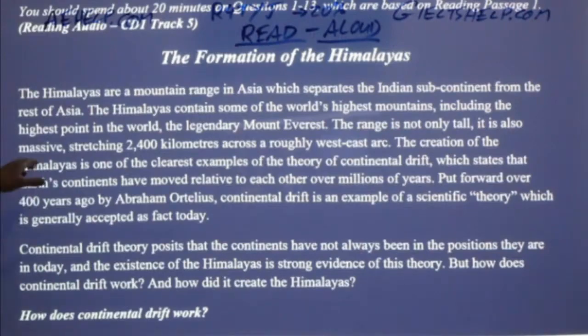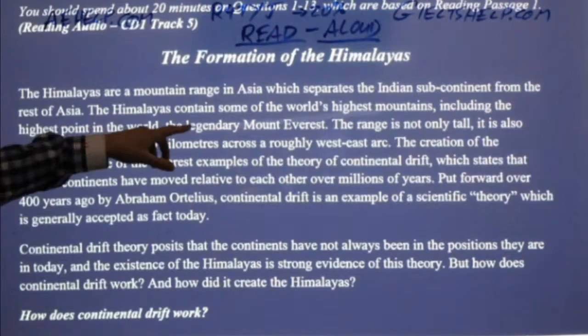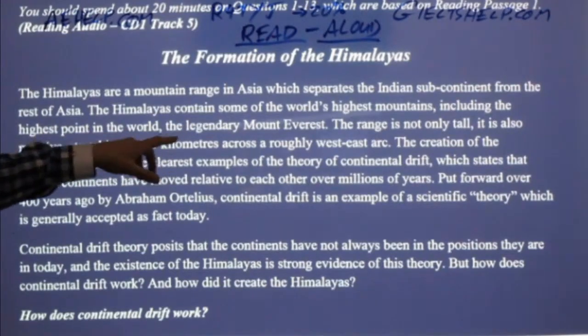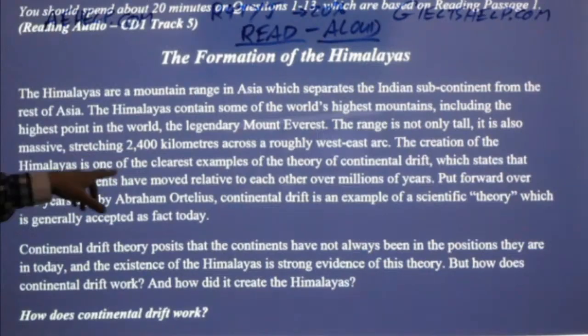So here we go. The Himalayas are mountain range in Asia, which separates Indian subcontinent from the rest of Asia. The Himalayas contain the rest of high mountain, including the highest point in the world, the legendary Mount Everest. The range is not only tall, but also massive, stretching 2,400 kilometers across the west arch. The creation of the Himalayas is one of the clearest examples of the theory of continental drift, which is the continents move relative to each other millions of years. Put forward over 400 years ago by Ortelius, continental drift is an example of scientific theory, which is generally accepted as fact today. Whew, okay.